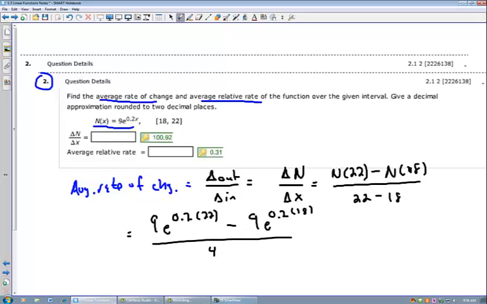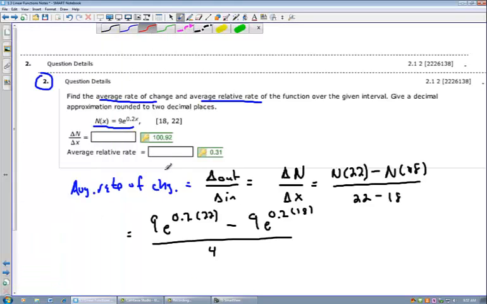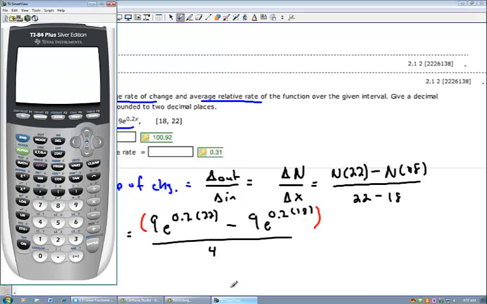And I can use my calculator to do this. If you put this into your calculator, you have to remember that this has to be in parentheses because it's all on top. If you don't put the top part in parentheses, your calculator will not know that that expression right here is all on top. So you need to put left parenthesis 9, second ln to get to the e to the, and then 0.2 times 22. And since mine's an old school calculator, I have to close off the parenthesis.